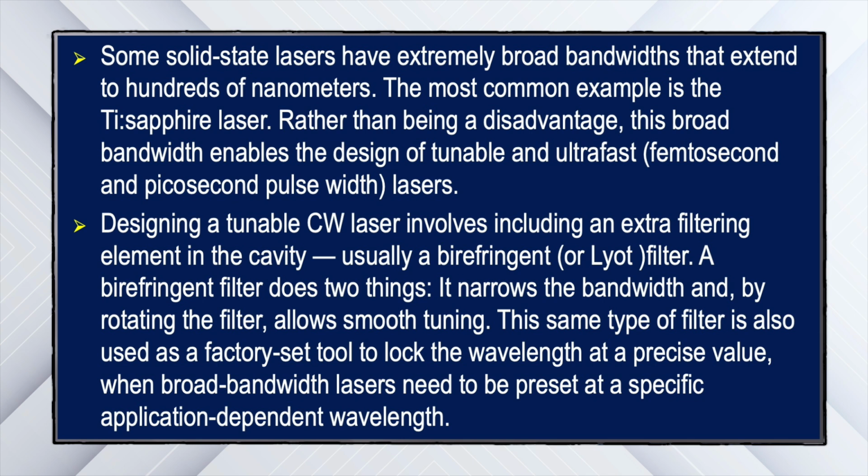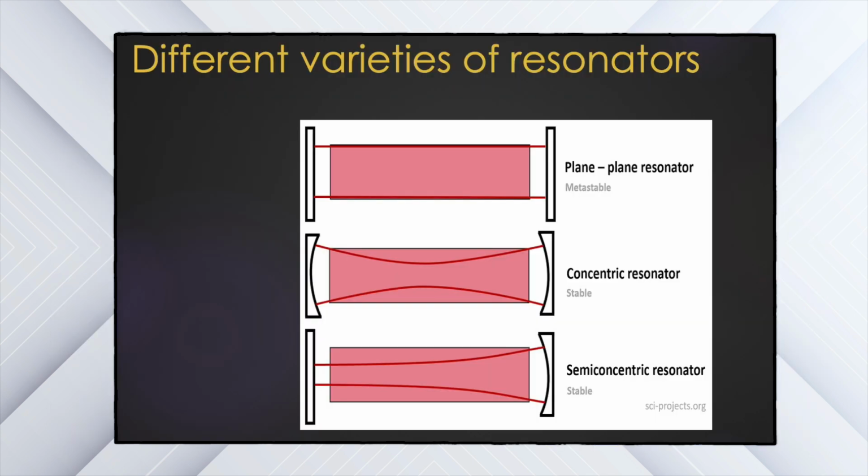I have told you so far about a laser with two plain parallel mirrors. They are called Fabry-Perot mirrors. They are the simplest one to imagine and understand. But there are so many other designs depending upon the requirement, and I am just showing some common resonator mirror configurations.